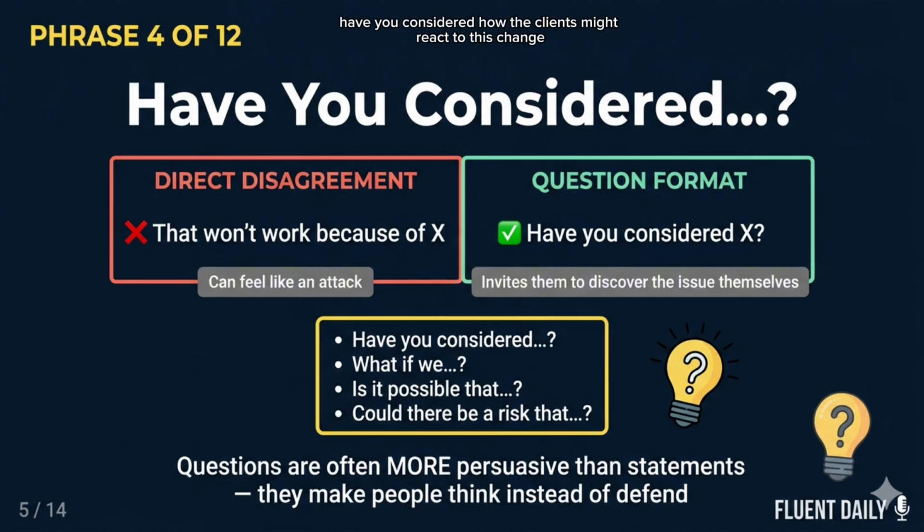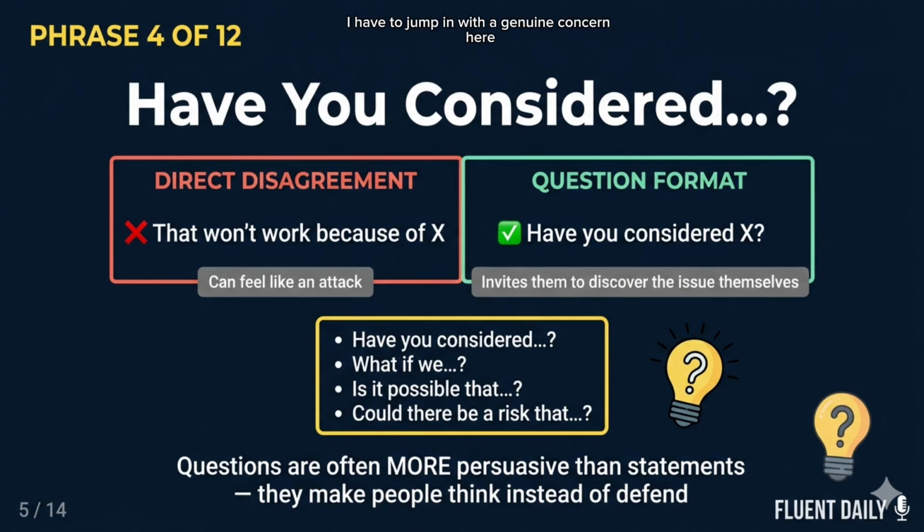Or you could say, have you considered how the clients might react to this change happening right before they close out their week? Yes. Or simply, that's interesting. Have you considered doing it in phases instead? And the sources list a few variations that accomplish the exact same thing, right? Like, what if we, where, or is it possible that, or could there be a risk that? Exactly. They all work the same way.